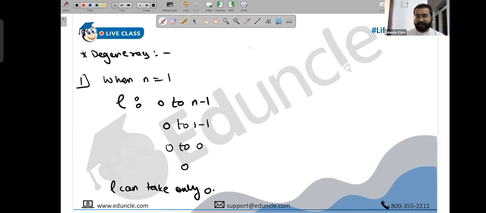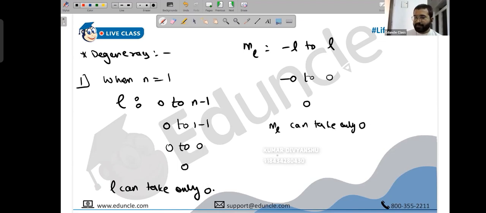Next. What about ML, people? ML takes all the values from minus L to L. So this takes minus 0 to 0. How many values exist between them? Nahi na, L is only 0. It's not minus N to N. It's minus L to L. L is only 0. So it takes only one value, equals 0. That's it. ML also cannot take any other value. ML can take only 0.